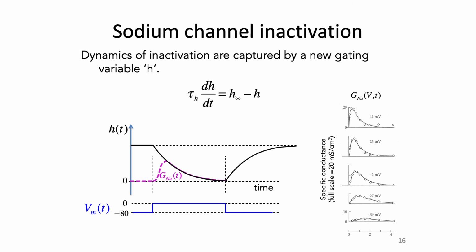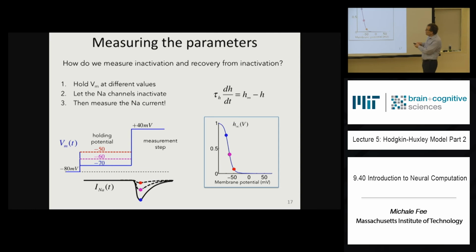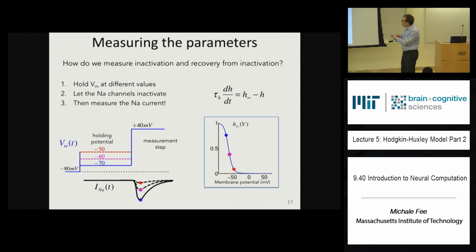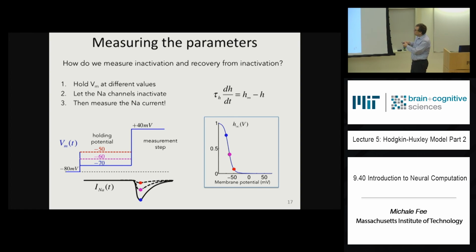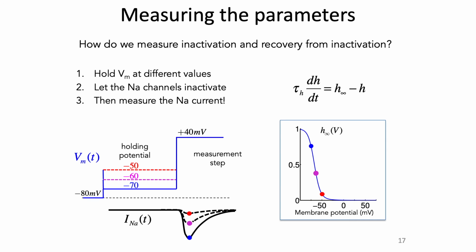We can actually measure this h infinity as a function of voltage by doing the following experiment. What we do is we hold the cell hyperpolarized. We can then step the cell up to different membrane potentials, very low or very high. And then what we do is we jump the membrane potential up to turn on the activation gating variable. And now what you see is that depending on where you held the voltage before you did this big voltage step, you get sodium currents of different size.